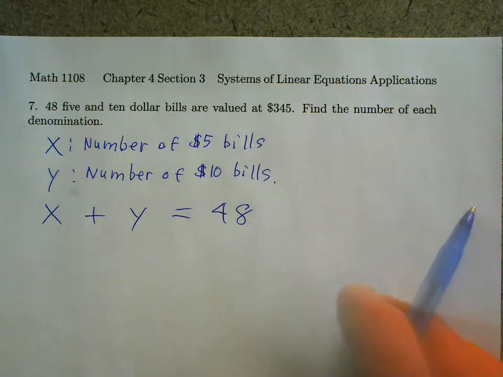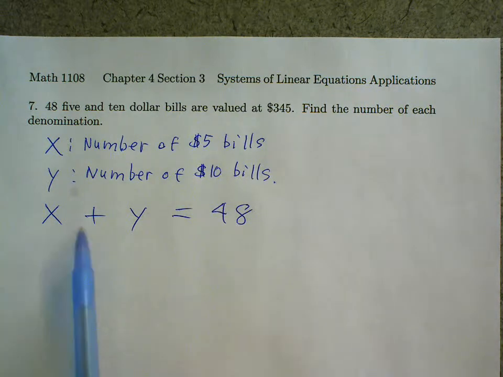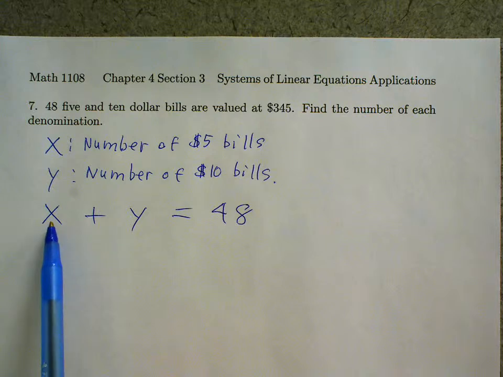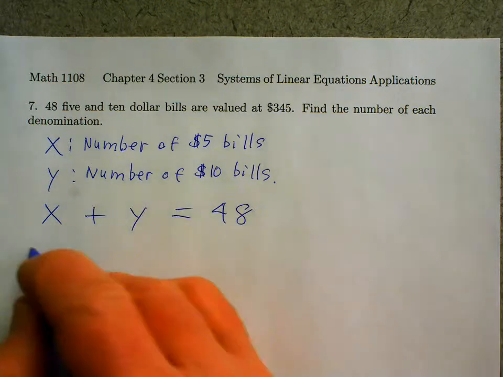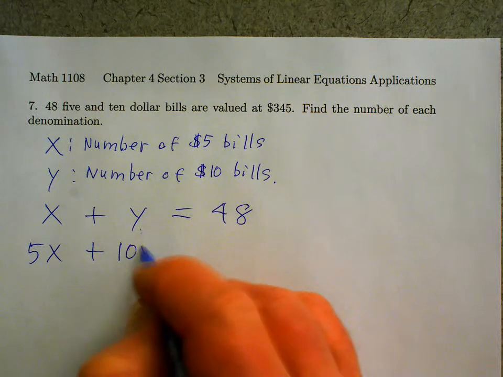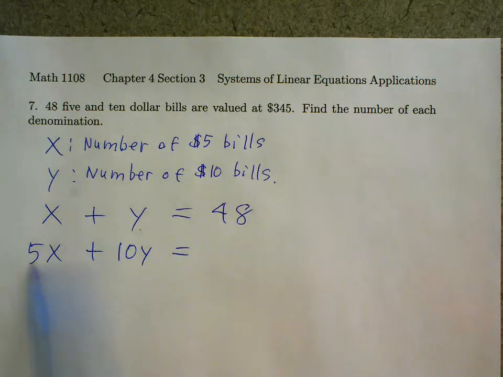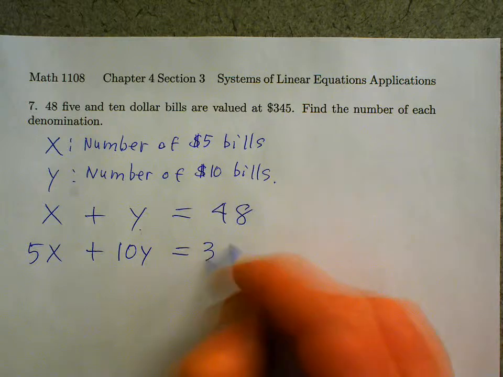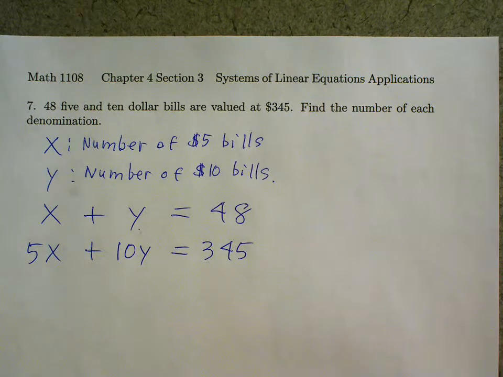We're not taking into account the value of them. And then in the second equation, every term will represent a value. So if I have X $5 bills, what's it worth? 5X. Yeah, 5X dollars. And if I have Y $10 bills, it's worth 10 times Y. And then the total value is $345. Okay, so here is our system.